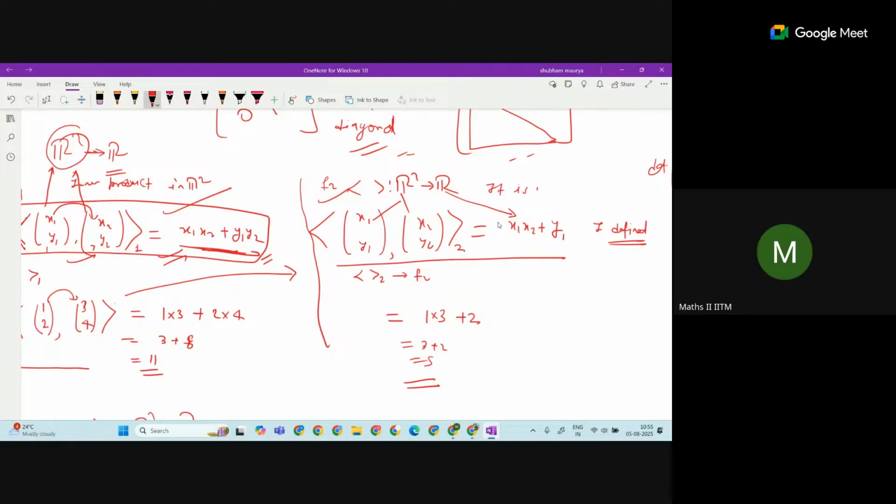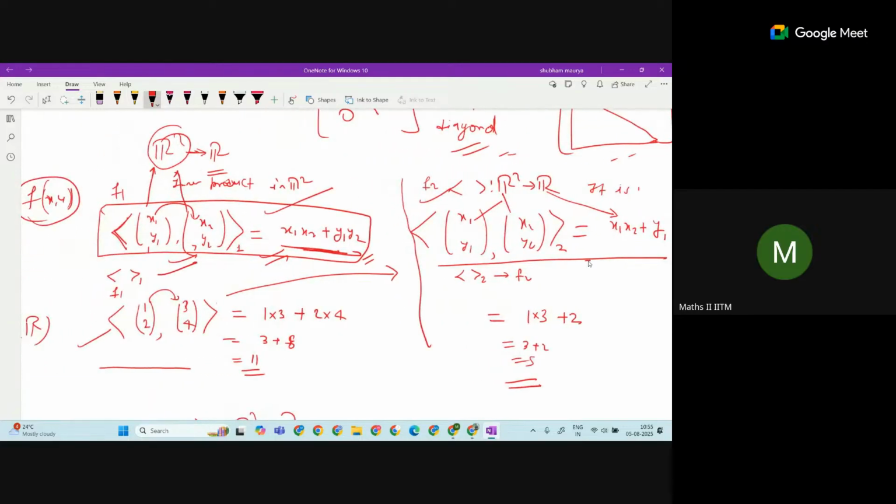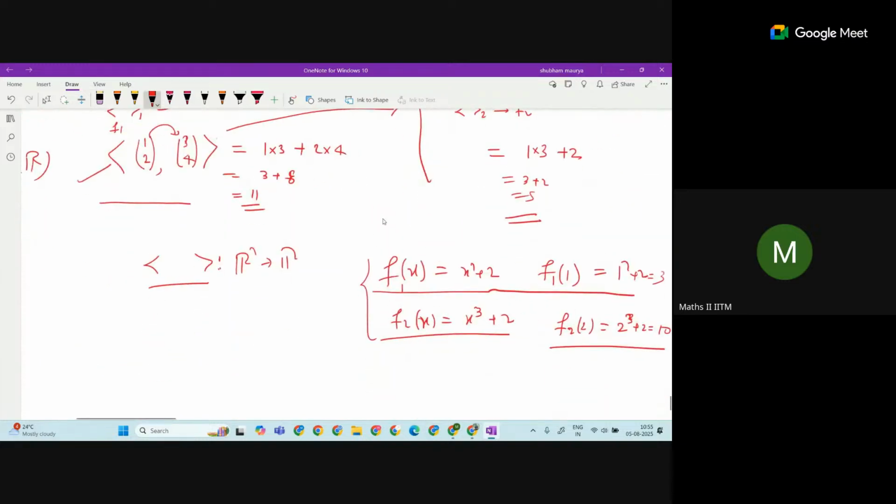Only the definition is different. I am defining f1 like this and f2 like this, or similarly inner product one like this and inner product two like this. No differences. As you are used to seeing, this function is from R to R, and this function is also from R to R. Domain and codomain are not changing. Only the definition of the function is changing.